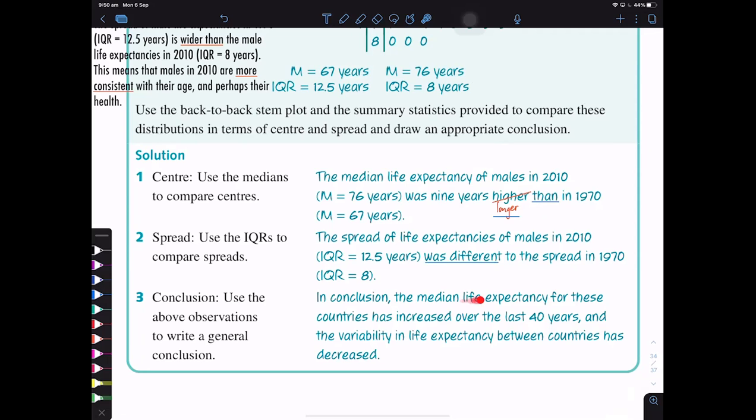In conclusion, the median life expectancies for these countries has increased over the last 40 years, and the variability of life expectancies has decreased. So what does it mean by variability? That's talking about the center or spread?